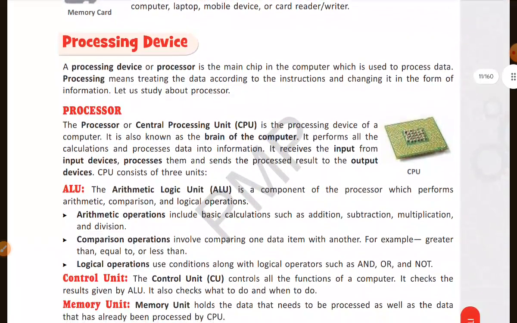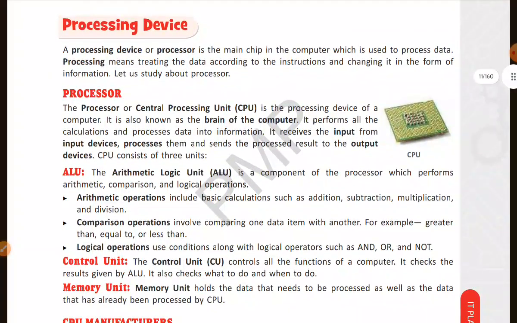Now the last topic of the chapter is processing devices. A processing device or processor is the main chip in the computer which is used to process data. Means a processor is the main chip which is used to process data. Processing means treating the data according to the instructions and changing it in the form of information.